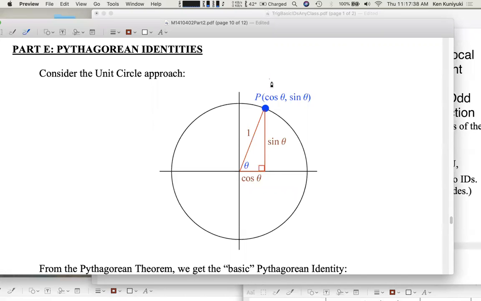The x-coordinate of this point is cosine of theta. The y-coordinate of this intersection point is sine of theta. All right, look at this right triangle. The square of the hypotenuse equals the sum of the squares of the other two sides, the legs. The square of sine of theta plus the square of cosine of theta equals the square of 1.